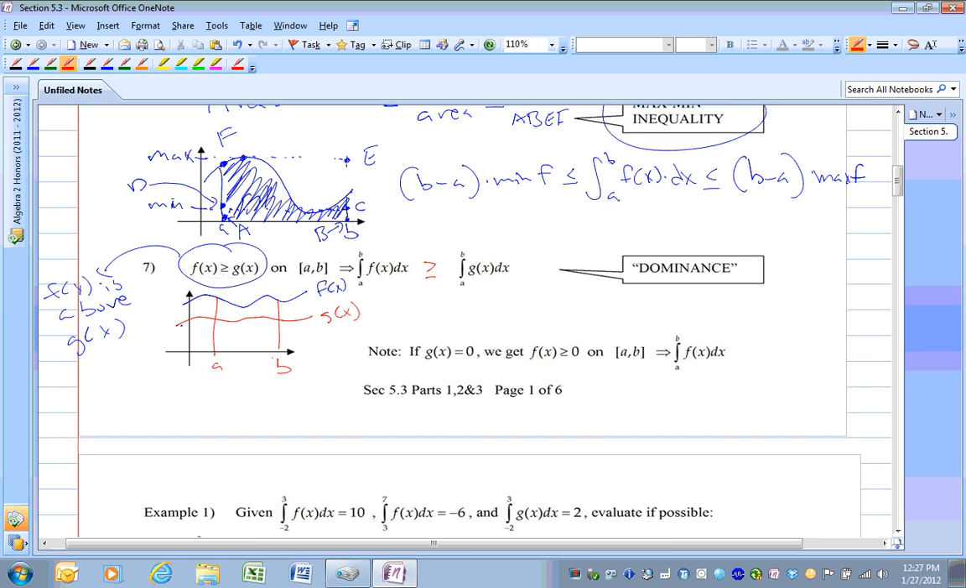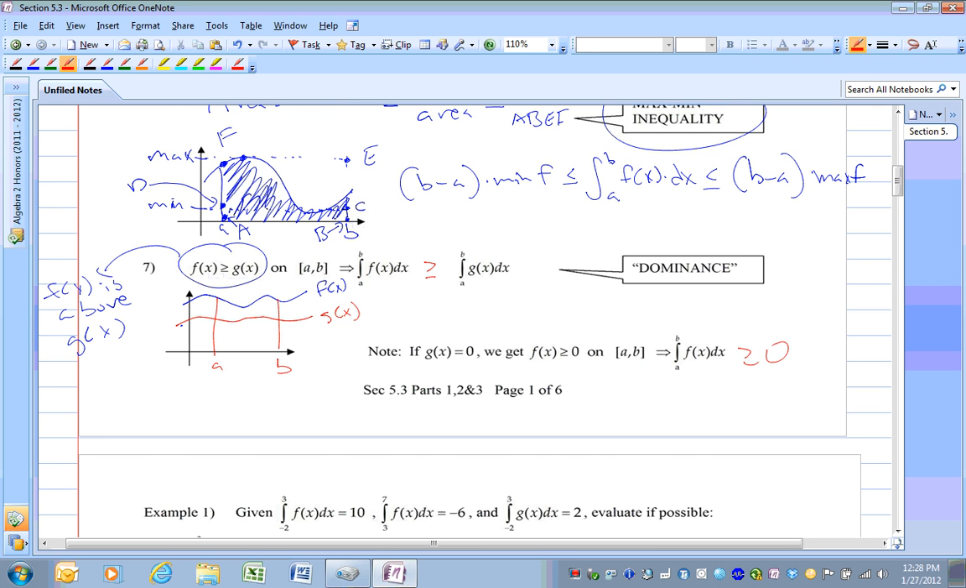Another thing to take note of, what if g of x equals 0? What kind of graph would that be? A line coinciding with the x-axis, right? And assuming that f of x is always greater than or equal to 0, then your integral will always be greater than or equal to 0. Because basically you're integrating 0, which is 0.